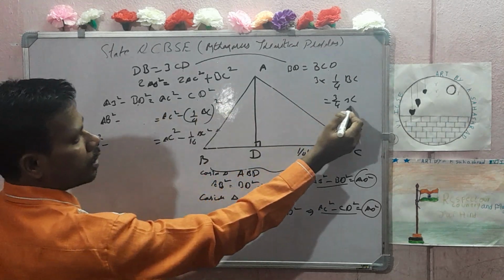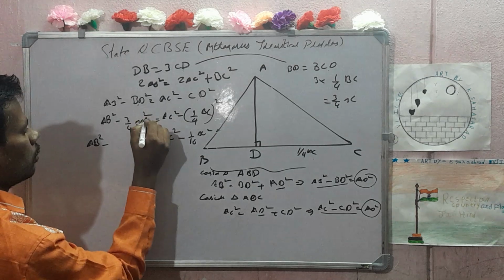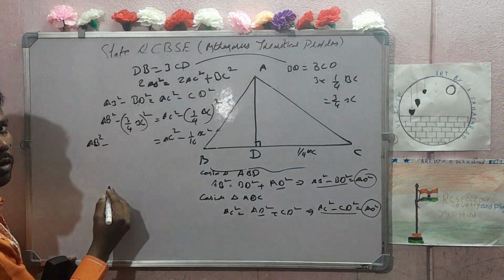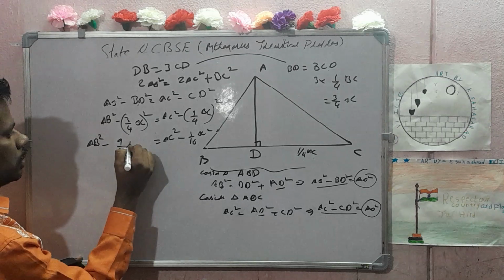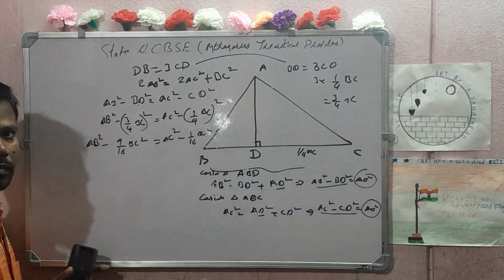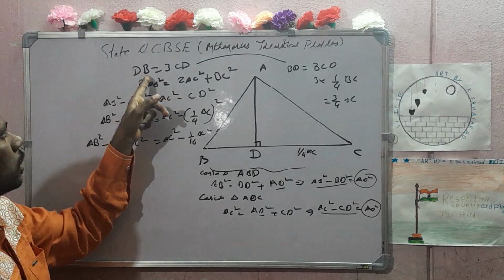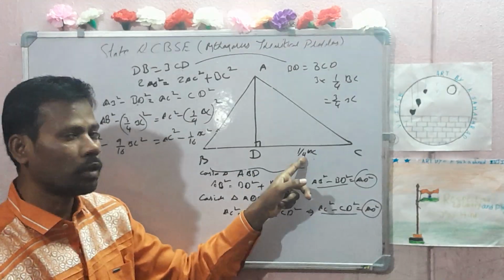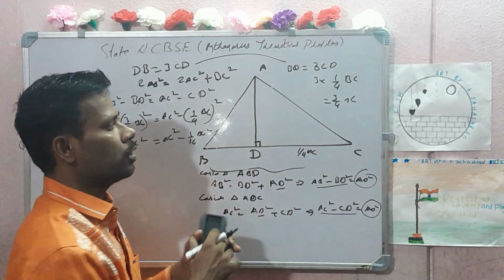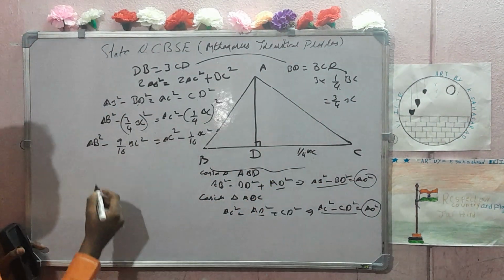BD is nothing but 3/4 of BC. So expand this one: 3 3s are 9, 4 4s are 16, BC square. Are you following what I am saying? BD again can be written as 3 into CD, given. Just now we calculated CD length is 1/4 of BC. So in place of CD, you write down 1/4 BC. So it is nothing but 3/4 BC.